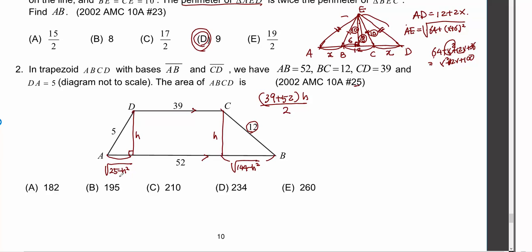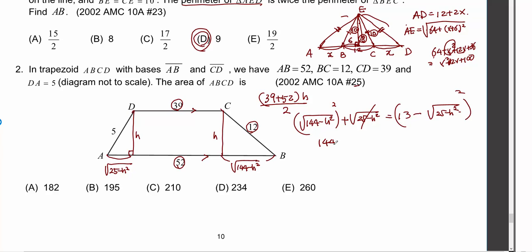Alright, sum of these lengths. This is 52 minus 39, which is what? 13, right? The sum of these is 13: square root of 144 minus h squared plus square root of 25 minus h squared equals 13. Now we need to solve this one. So move one radical to the right, okay? Square root of 25 minus h squared. Now square both sides. This is 144 minus h squared equals 13 squared, which is 169, minus 2 times 13, which is 26, times square root of 25 minus h squared, plus the square of this one, 25 minus h squared. It's okay, right? So this is cancelled out.